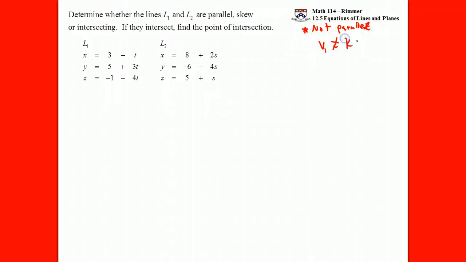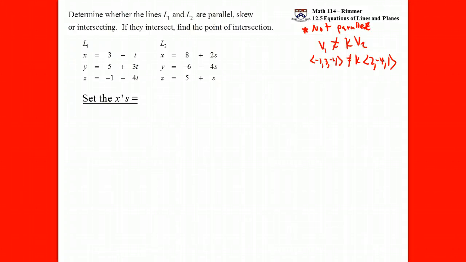Because V1 is not some constant times V2. -1, 3, -4 is not some constant times 2, -4, 1. No way to do that. All right, so here's what you got to do then to decide what's going on between the other two cases.